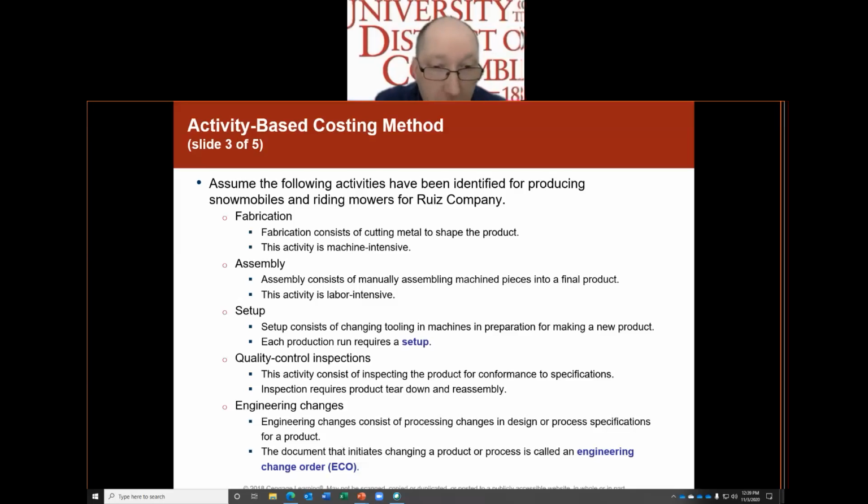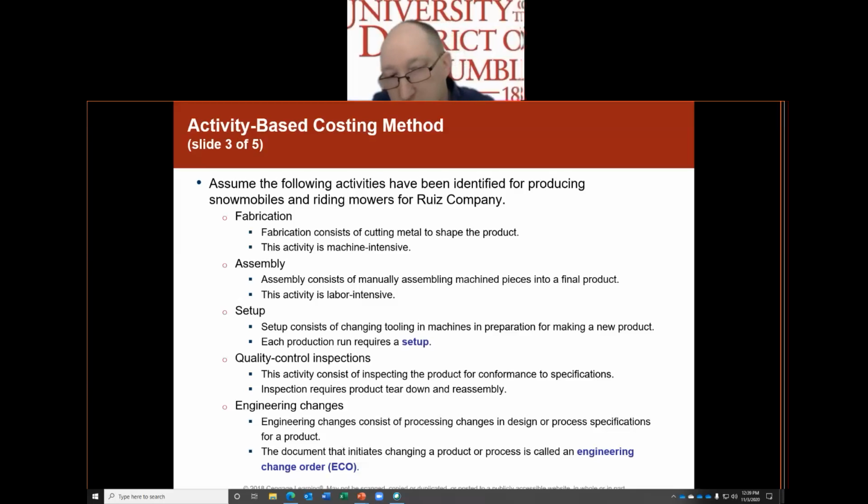The setup. Setup consists of changing out toolings and machines in preparation for making a new product. When you hear the word setup in manufacturing, it means to set up a machine. You have to prepare it. You put in oil. You change out parts for the machine. This is setting up a machine. This needs to be done for every what we call a production run.